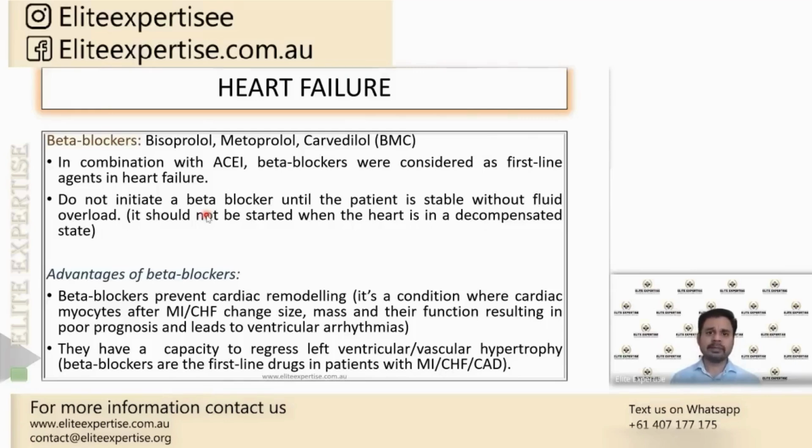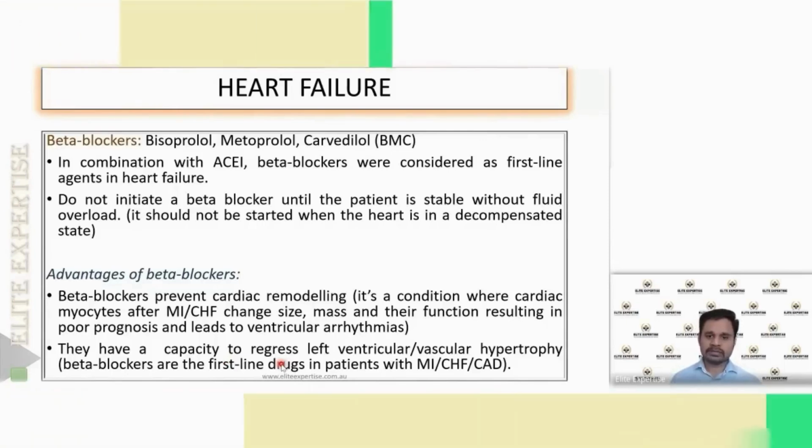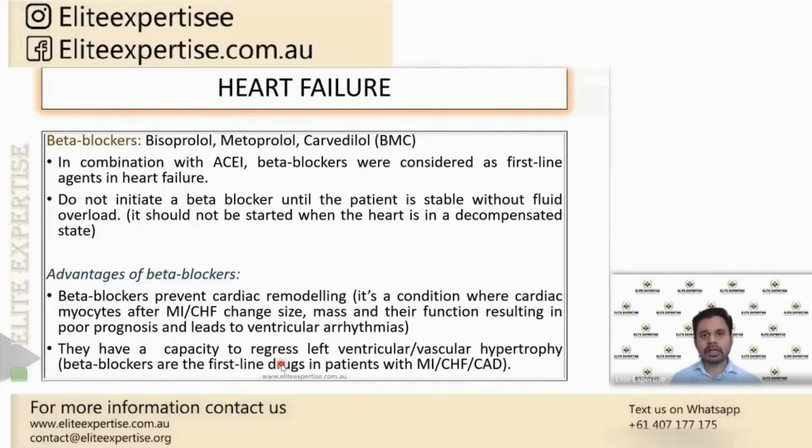Now, the advantages of the beta blockers are again the same. Beta blockers also prevent the cardiac remodeling, that's what we have seen with ACE inhibitors. And beta blockers have a capacity to prevent or to regress left ventricular or vascular hypertrophy. So that's why beta blockers are considered first line drugs in patients with almost all the cardiovascular problems.